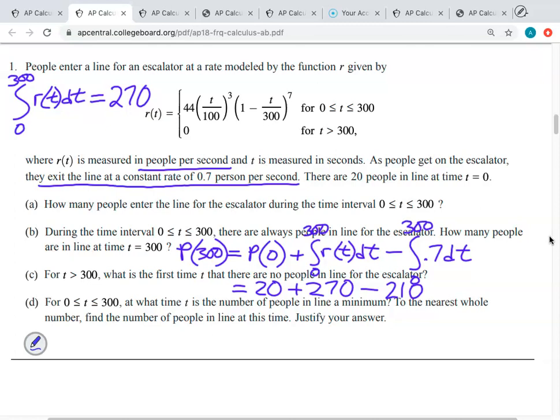Is that okay? All right. So 20 plus 270, so 290 minus 2, whoop, that's, it looks like an 8. That's the 0 from my integral. I don't want you guys to get confused here. This is just little zeros up here. So at time 300, there are 80 people in line.